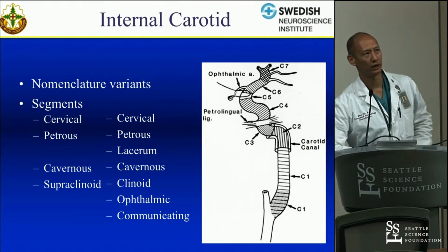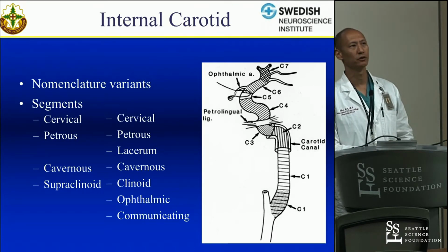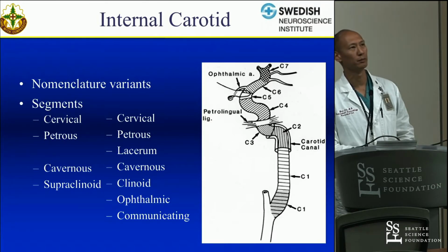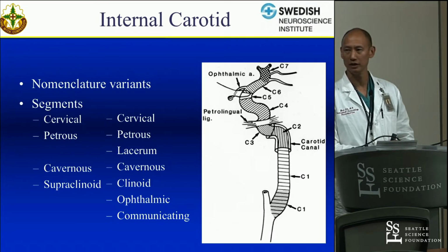Osborne does break it down into a few more segments, which I don't find entirely useful, but they are descriptive. It does have a cervical and petrous segment that are the same. There's a short segment of the lacerum where the carotid passes through foramen lacerum. The cavernous segments are the same. And then the supraclinoid ICA is broken down into the clinoidal segment, the ophthalmic segment, and the communicating segment. And those are defined by the originations of the arteries themselves, the ophthalmic artery and the posterior communicating.